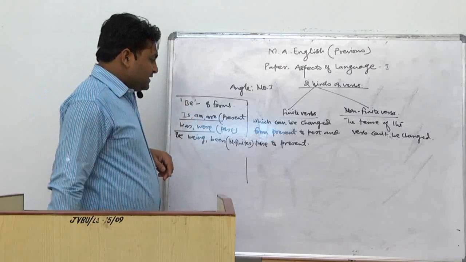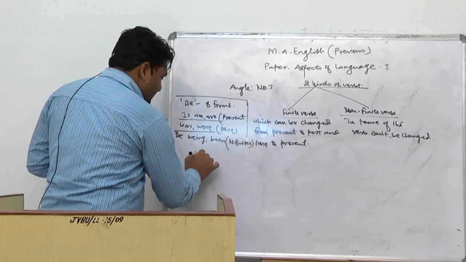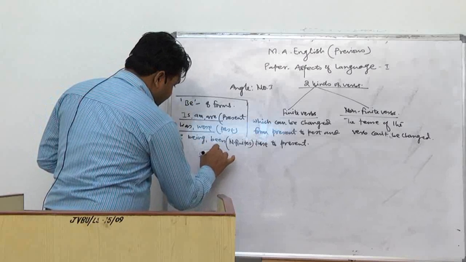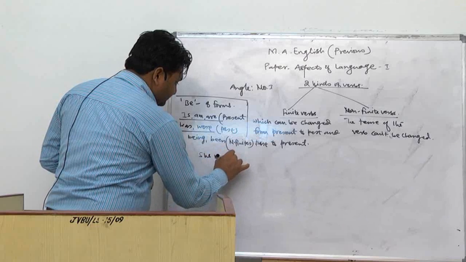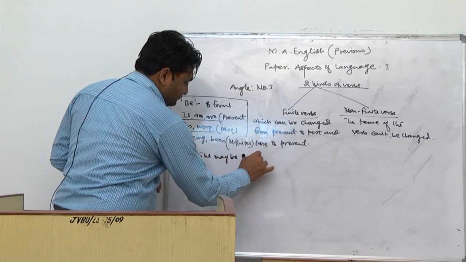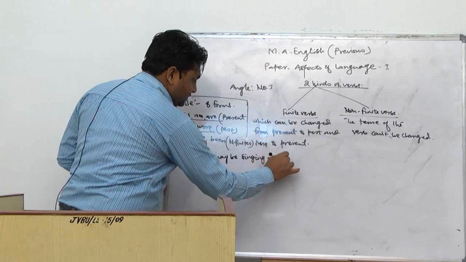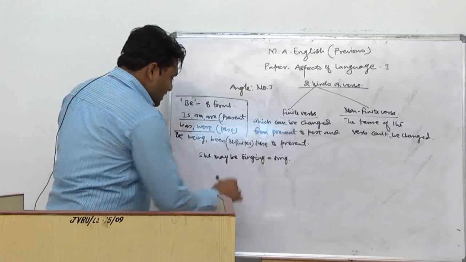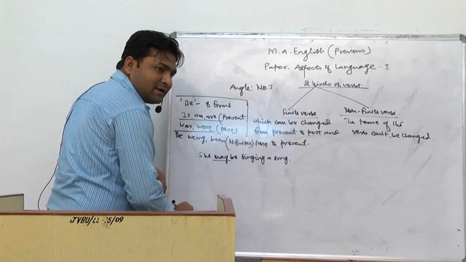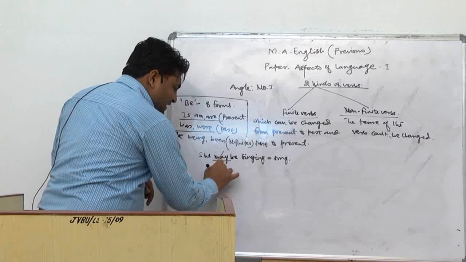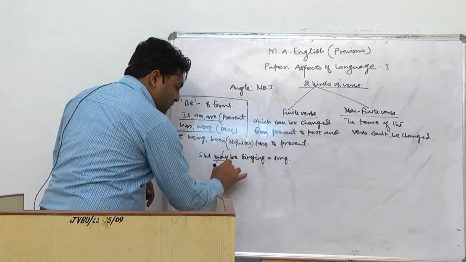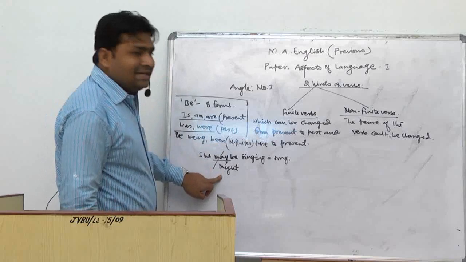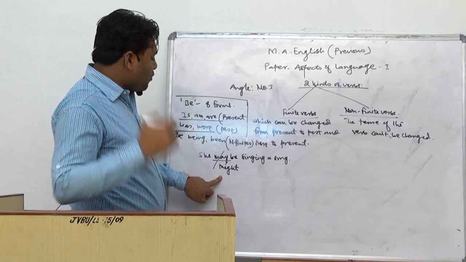You must have seen some examples like she may be singing a song. Now in this example, may is a finite verb because you can change may into might. May is a present finite, might is a past finite. That is the only difference.